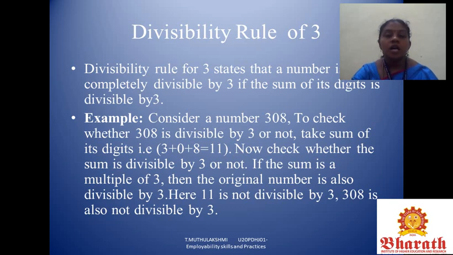So now check whether the sum is divisible by 3 or not. If the sum is a multiple of 3, then the original number is also divisible by 3. Okay, so the sum of its digits is 11. It is very easy to check whether 11 is divisible by 3 or not. It is not divisible by 3. So hence 308 is also not divisible by 3.